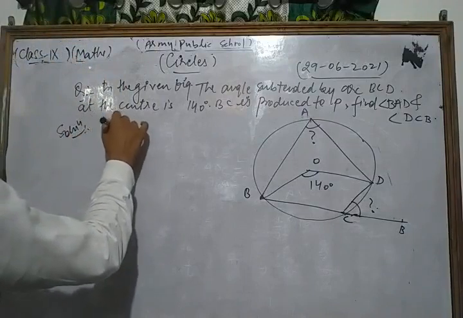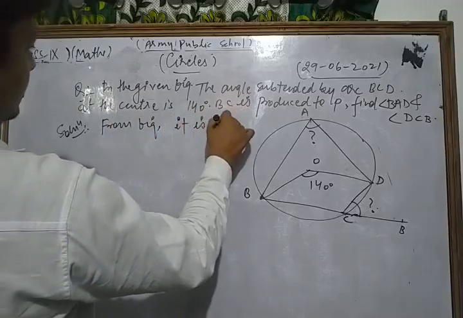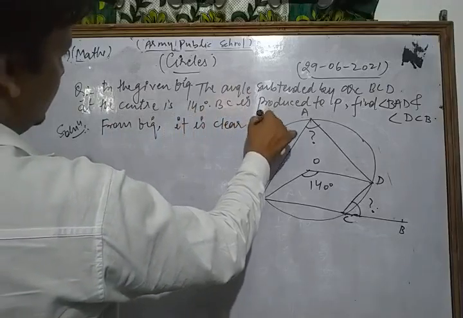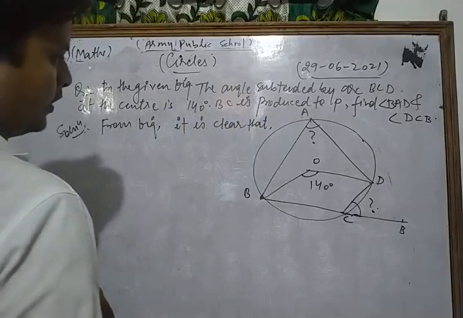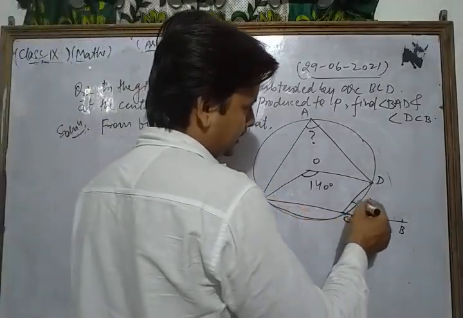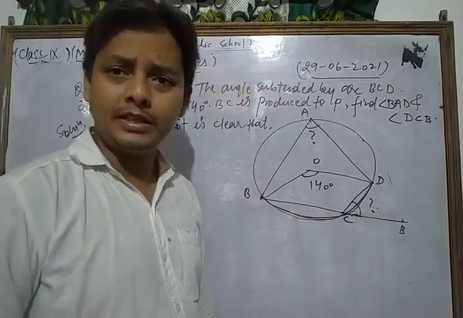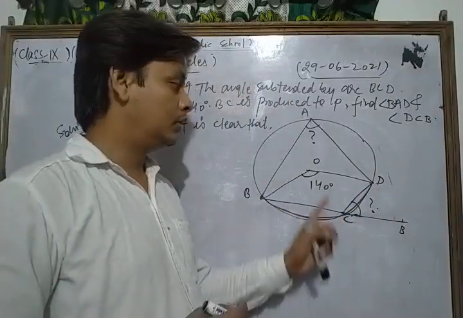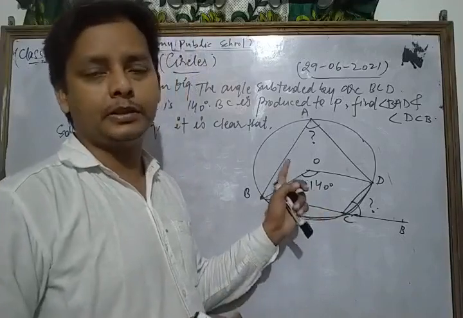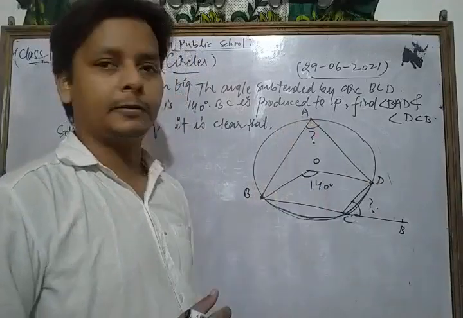From the figure it is clear that the angle subtended by an arc BCD is 2 times the angle subtended by it at any remaining part of the circle, meaning angle BAD.